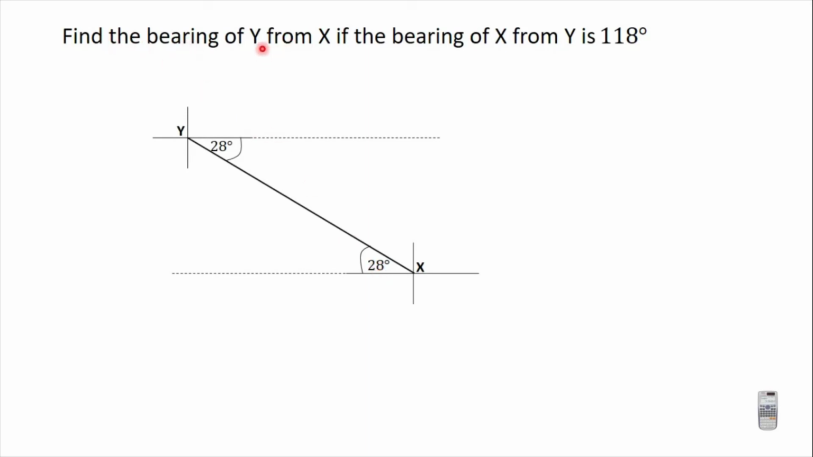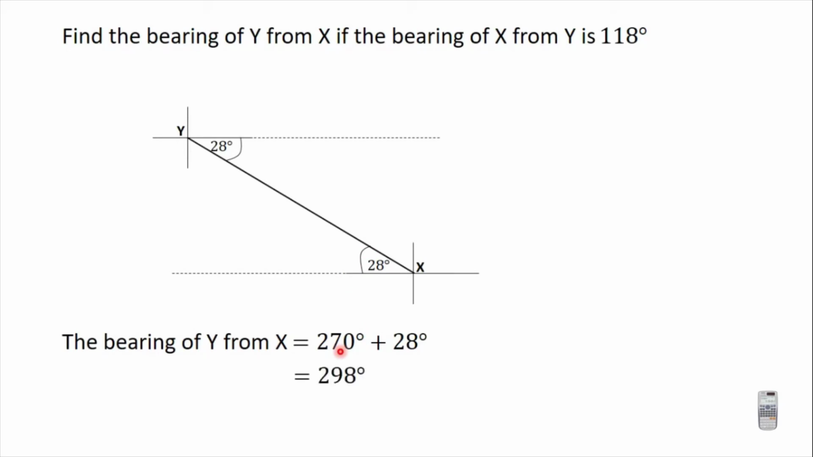Now the bearing of y from x is going to be from this line here, clockwise direction, up to this line. But we know that from this point here, which is the 0 point, up to this point is 270 degrees. So in order to get the bearing, we just have to add 270 degrees to 28 degrees. And we are going to get 270 degrees plus 28 degrees, and that is going to be 298 degrees. So the back bearing is 298 degrees.